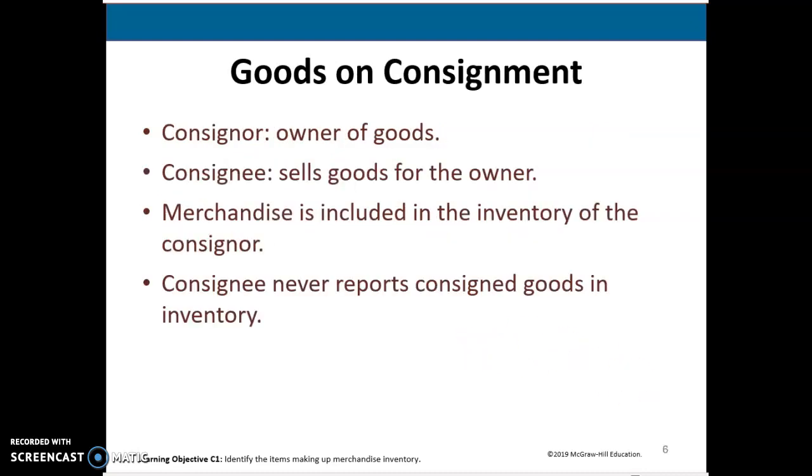When we think about goods on consignment, those are goods that are shipped by the owner, called the consignor, to someone else called the consignee. The consignee sells the goods for that owner. The consignor is going to continue to own those goods and report them in their inventory. The consignee never reports consigned goods in their inventory because it's not their inventory to sell.